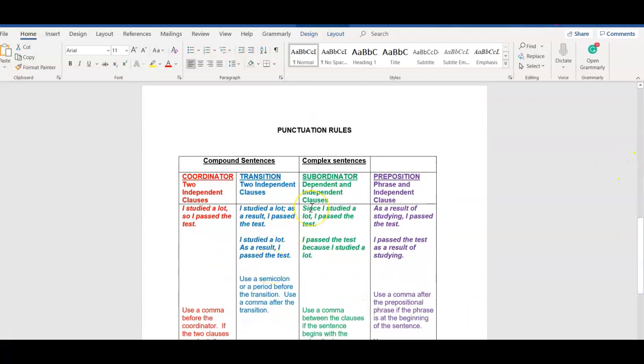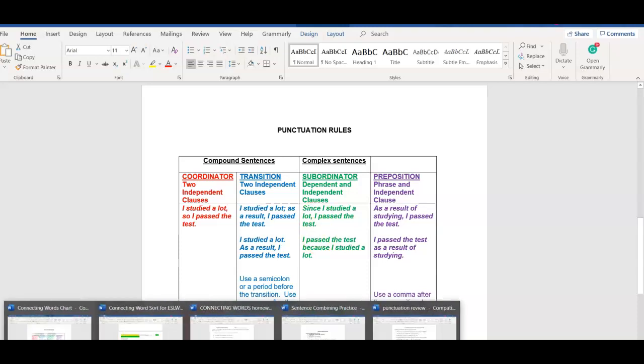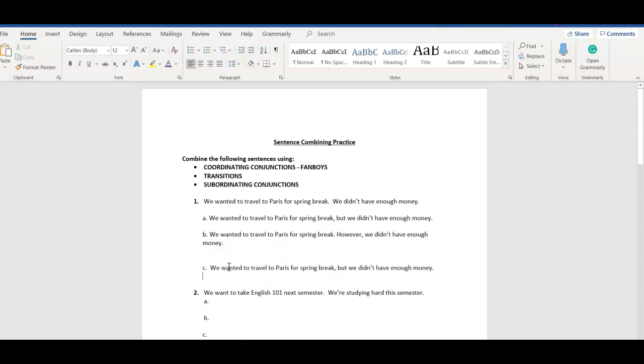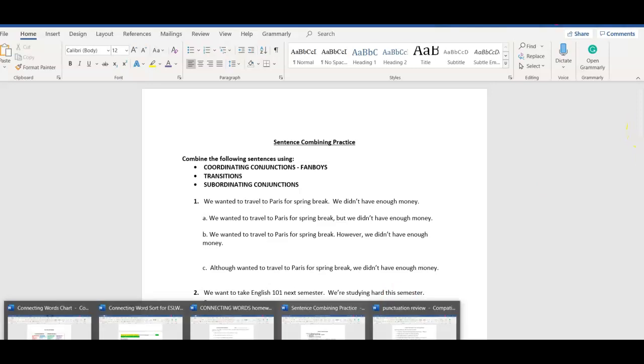If I put although in the beginning, I need a comma after. So let's try in the middle. So let's try it like that. And I will paste it here and I will say, although we wanted to travel to Paris for spring break, I don't need but. We didn't have enough money. So hopefully this shows you how you could use your connecting word to make different sentences and to make more complex sentences. So you have a chance to practice that too.